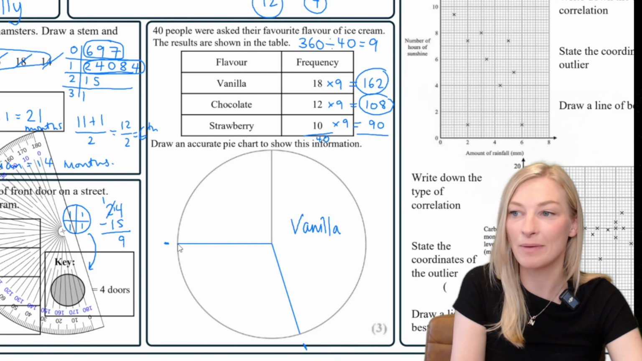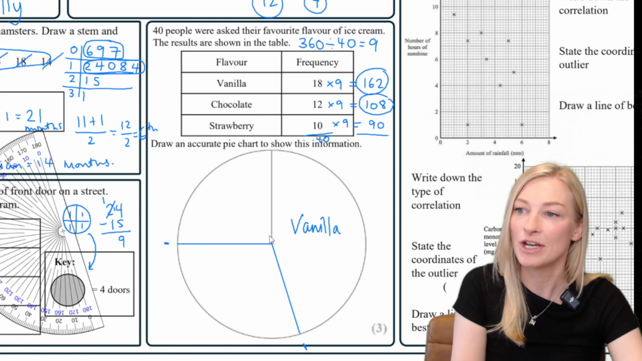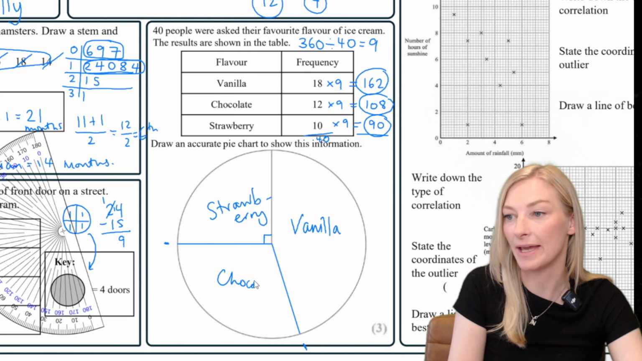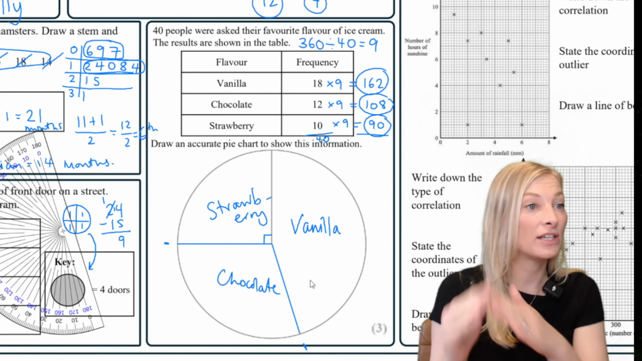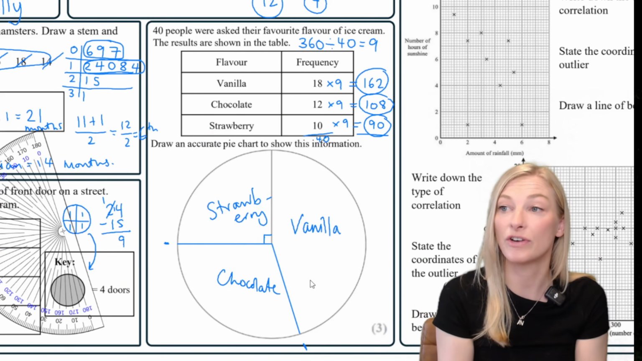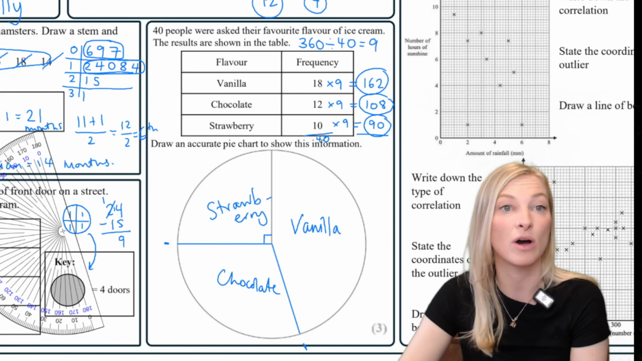And I was really hoping we were going to get a nice right angle at the end, because we can see that that last section is just 90 degrees. So I'm happy that we've done that correctly. That bit is strawberry. And then this bit is chocolate here. And that's it. My pie chart added up to 360 degrees. It is fully complete. We have all of our sections and we've labelled it for 3 marks.